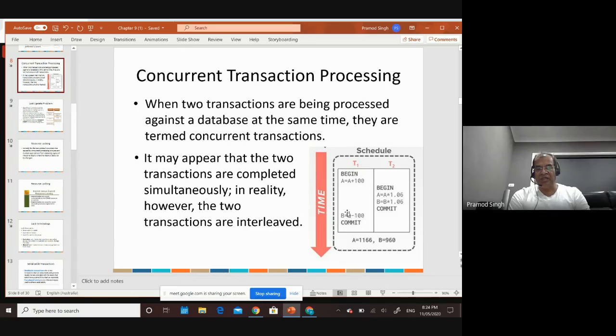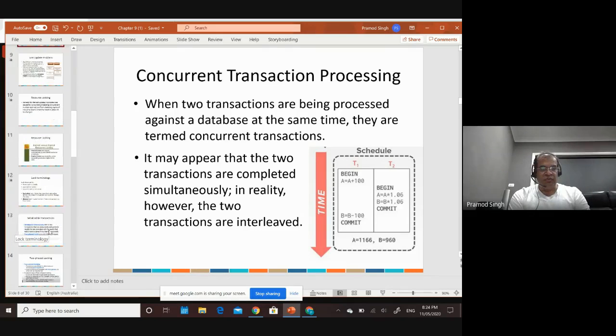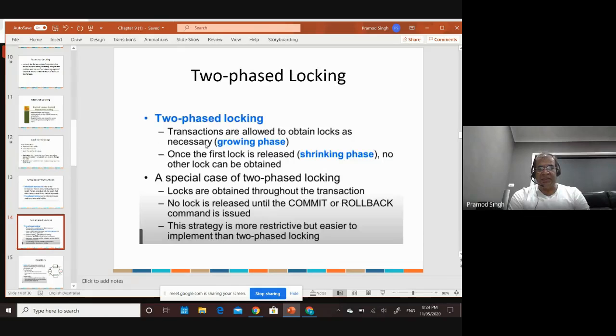So in two-phase locking, when transaction T1 starts, it should lock record A and record B at the same time. And when it is locking, T2 will not be able to access A or B both. It should not be able to access that. So in two-phase locking, both records A and B should be locked, and at that time it's called the growing phase. It's locking.